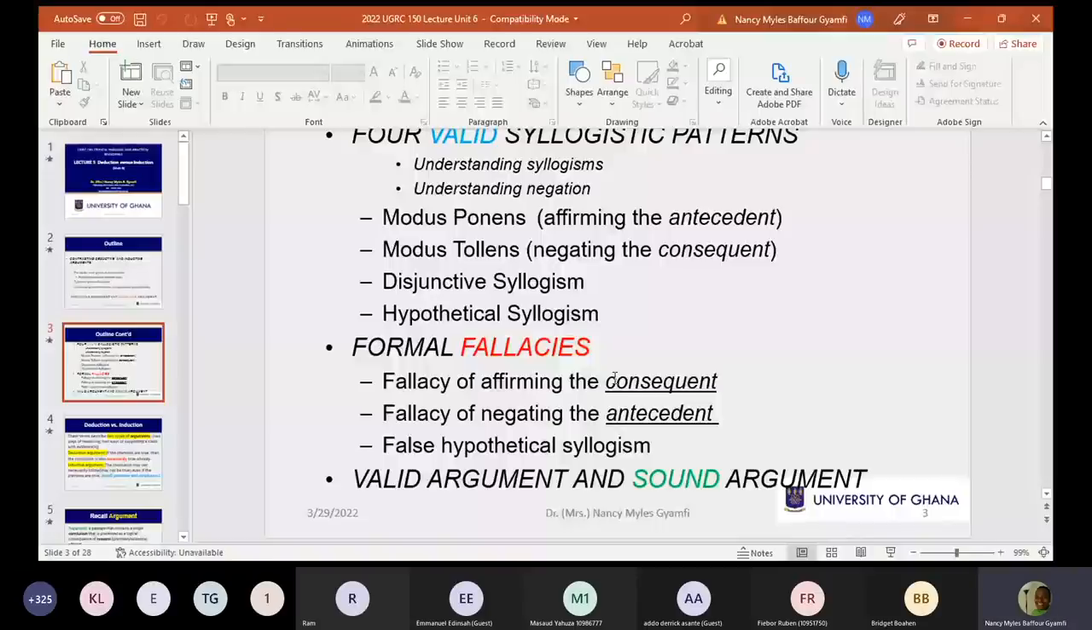Formal fallacies have a name also. Why? They are pretending to be like the original, but they don't succeed. So one of them is the fallacy of affirming the. When you hear affirming, you think that we'll be doing modus ponens. Look at the top here, where we affirm the antecedent. But this person doesn't affirm the antecedent. This person is affirming the what? The consequent. So it's a fallacy.